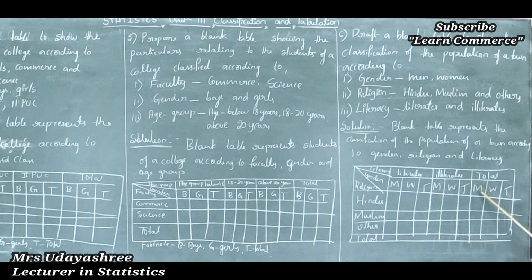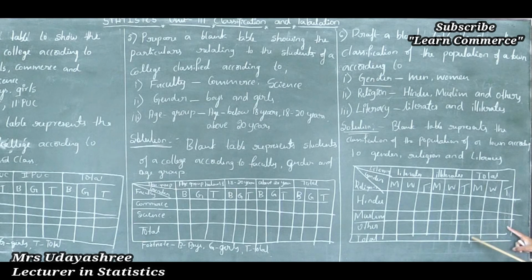See here, this column indicates total number of men people, and this column indicates total number of Hindu people, and this column total number of women people. Okay, this column indicates total number of Hindu people, and this column indicates the total number of Muslim people, and this column indicates total number of women people, and this column indicates total number of Muslim people. Like that this column indicates total number of others men people, and this column indicates total number of others women people, this column indicates total number of others people.